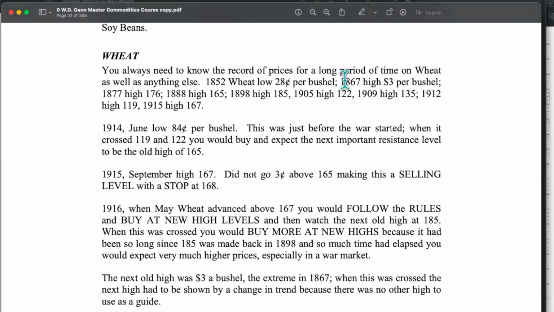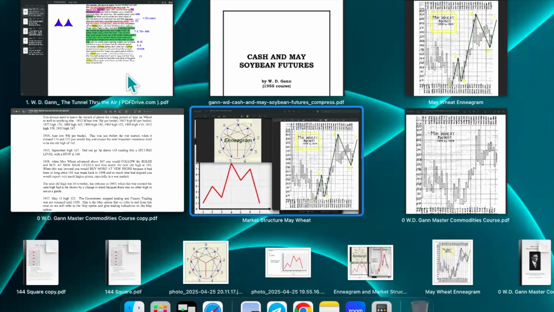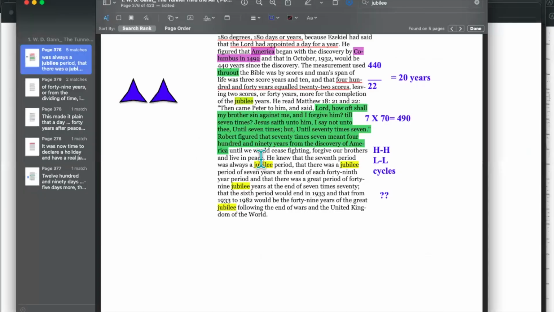In the same way, from 1867 up to 1917. In 1867 we had a high which was exactly $3 or 300 cents, and in 1917 we got a major high of 325 cents or $3.25. So from this high to this high, it has come to exactly 50 years, which we can call the Jubilee year cycle. And Gann has mentioned that especially in terms of time, times and a half, and the Jubilee cycle.